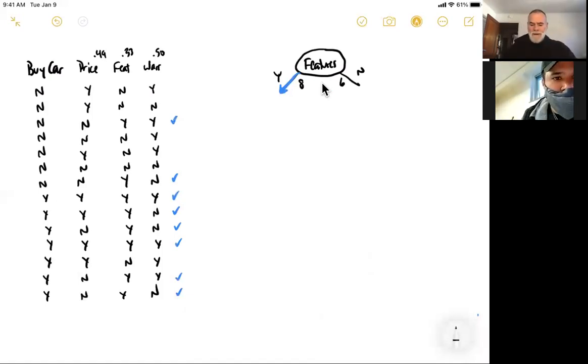And then we need to calculate the new Gini scores for price and warranty based on just these observations. All right, so let's try price first. And then we can try warranty over here.